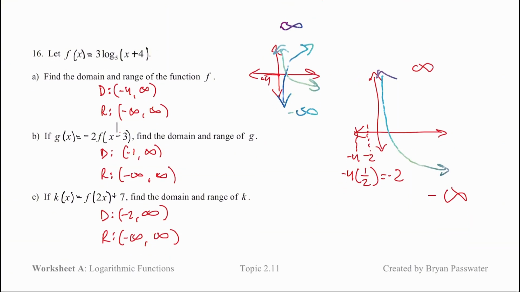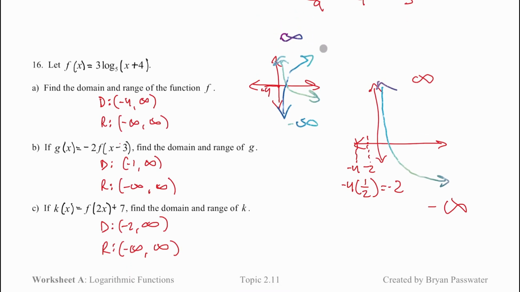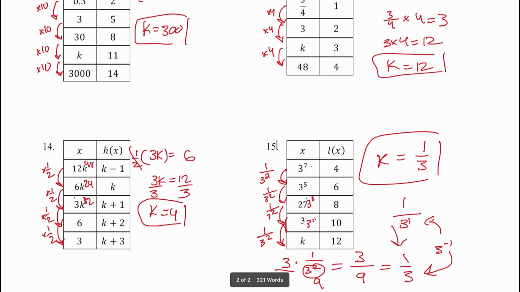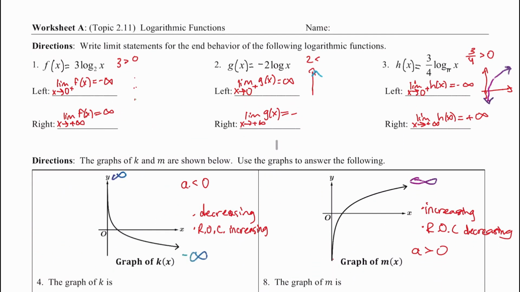So that's how you do that. Hopefully that made a little bit of sense. You just need to know your transformations and understand how the log graphs work. So yeah, that's how you do 2.11, and hopefully that helped.